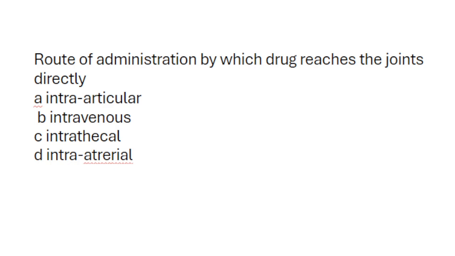Route of administration by which a drug reaches the joints directly. Here we will give directly to the joints. A. Intra-articular. B. Intravenous. C. Intrathecal. D. Intra-arterial. So the answer is intra-articular. Articular means within the joints. Next question.